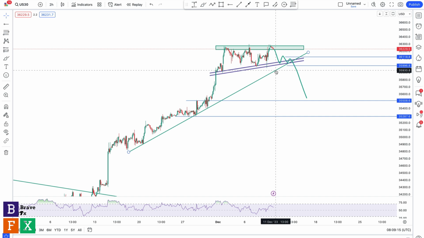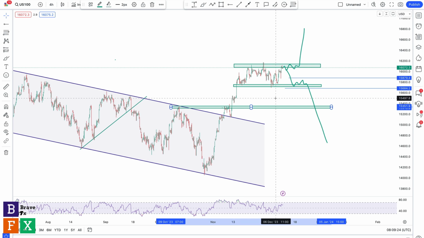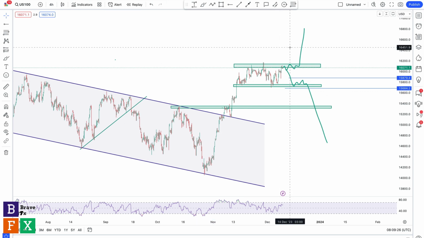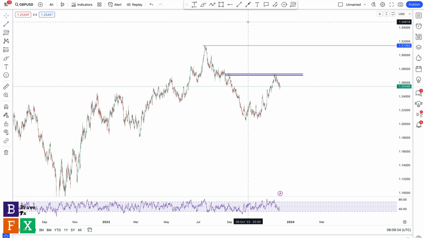So just watch out to see which gives a cleaner breakout for more price confirmation before you go long or short, right? Because one of these may be giving you the risk signal as to where price is headed, either to the upside or to the downside. So just be careful if you are trading US 100 or trading US 30. Moving on, we'll be talking about GBP-USD.